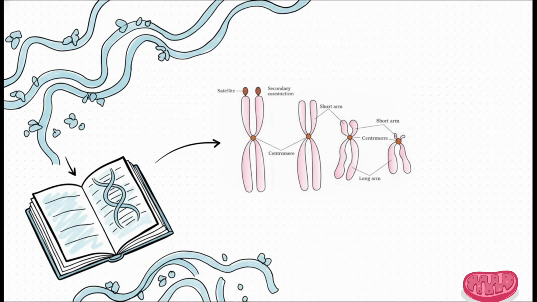And that blueprint, of course, is DNA. Now, most of the time, it's kind of just hanging out as a loose, messy tangle of fibers called chromatin. But when it's time for the cell to divide, that's when things get organized. All that material gets tightly coiled up and packaged with proteins into these superstructured things we call chromosomes.